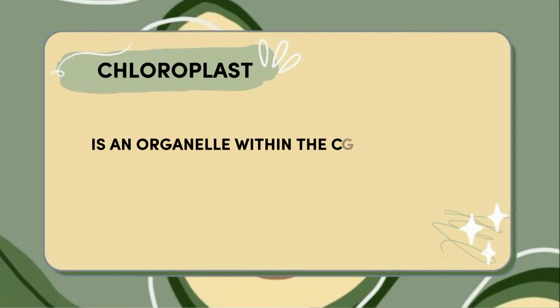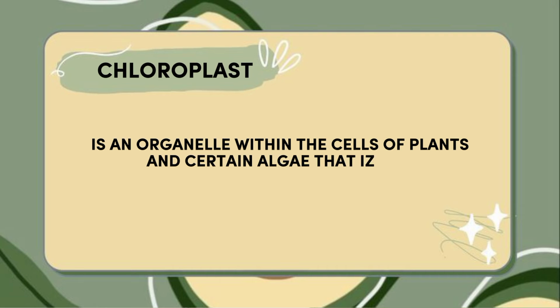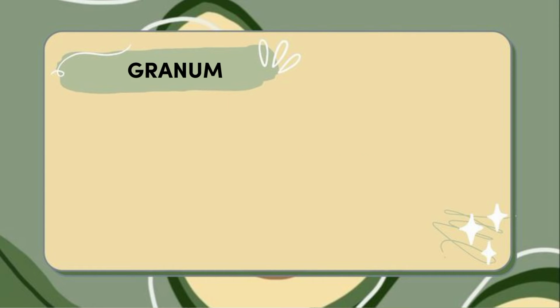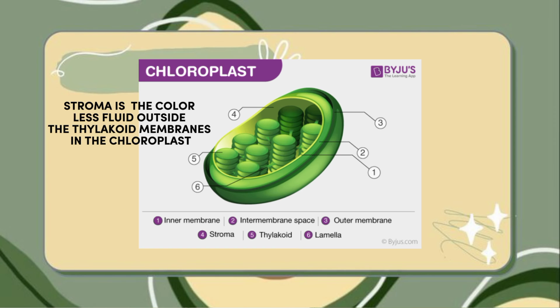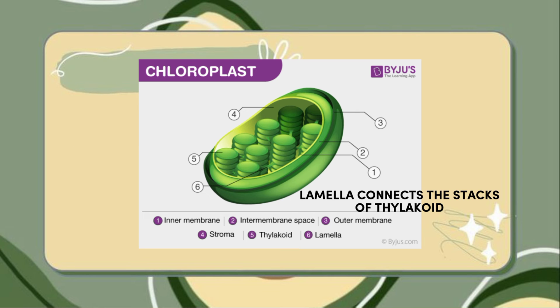Chloroplast is an organelle within the cells of plants and certain algae that is the site of photosynthesis. Granum is made of a stack of disc-shaped structures known as thylakoids. The thylakoid membrane encloses a region called the thylakoid lumen. The stroma is the colorless fluid outside the thylakoid membranes in the chloroplast. Lamella connects the stacks of thylakoids.